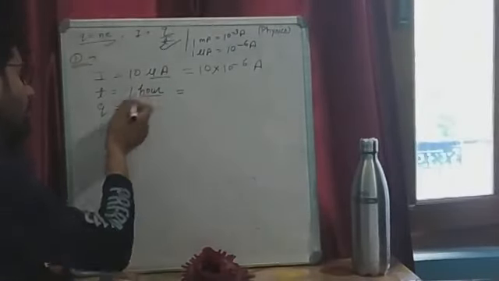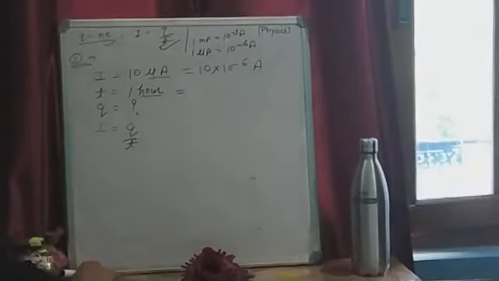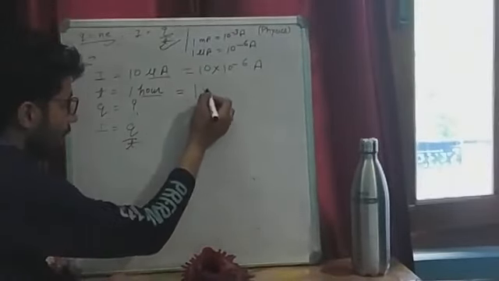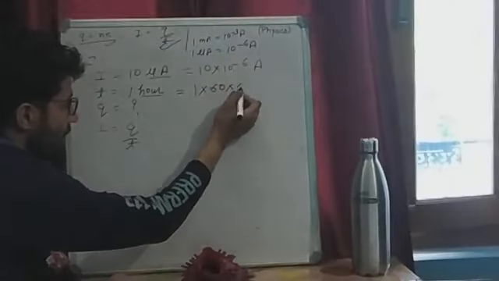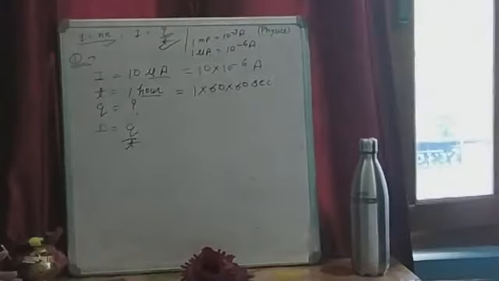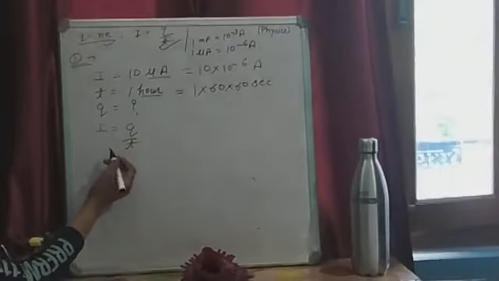Now next, what about time? Time is 1 hour. We can convert it into seconds. In 1 hour there are 60 into 60 seconds. Now we have electric current with its SI unit ampere, and time with its SI unit second. Then we will put both values here and find the value of charge.